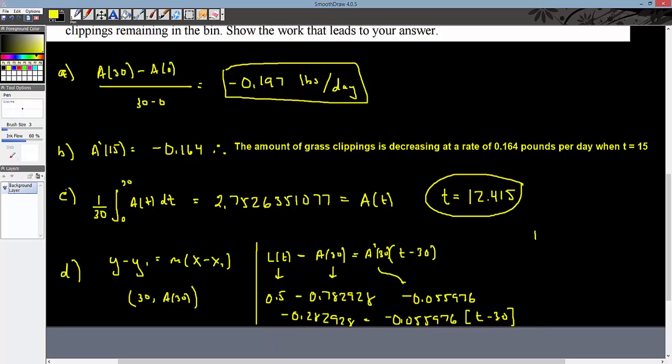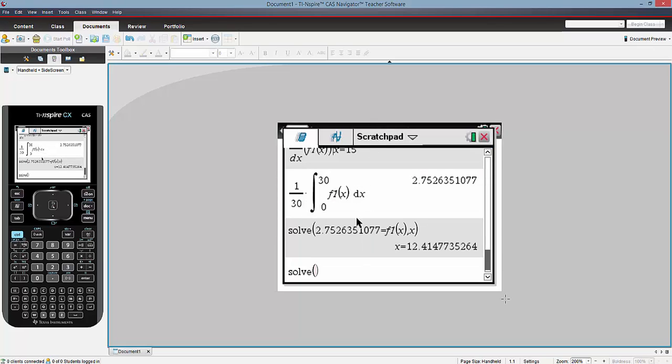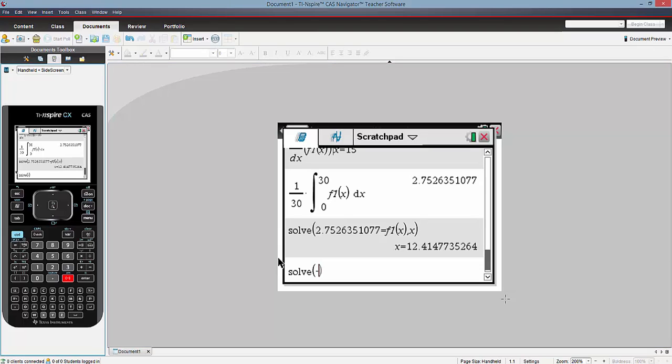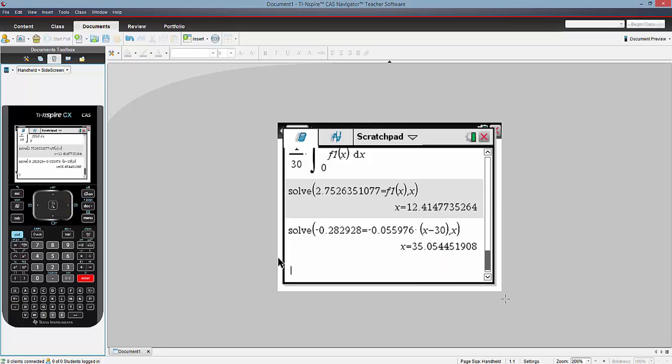And so let's see what that looks like. Menu. Algebra. I love this solve function, by the way. It's cool. Anyway, negative 0.282928 is equal to negative 0.055976 times x minus 30, comma x. And I hit enter, and I'm crossing my fingers right now. 35.05. That is what they are looking for.